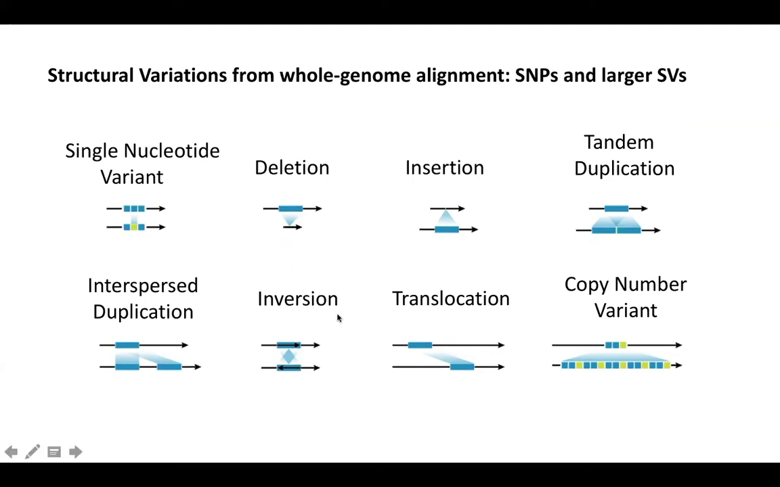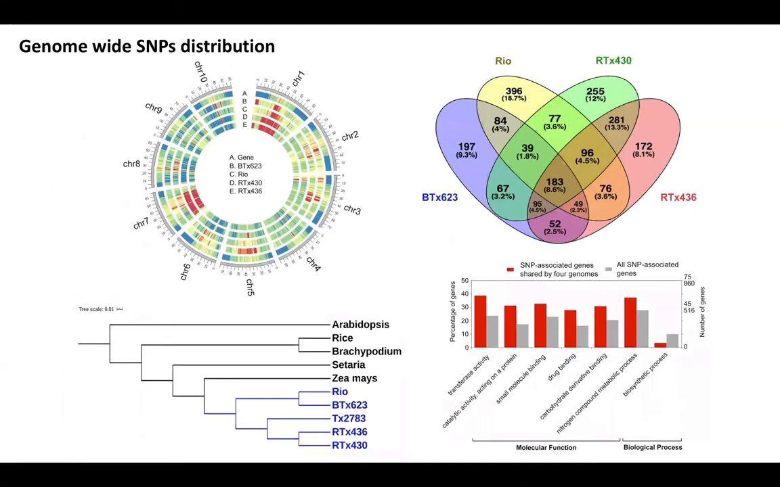Large structural variations have different classes shown in this slide. SNPs are usually very abundant in the genome, and they have been used for GWAS to mark genome fragments that are related to certain traits. In this study, we use the TS-273 as a reference genome and call the SNPs for each genome. Overall, we see that RTS-430 and RTS-436 have the most number of SNPs. This is also consistent with their phylogenetic position in the tree.